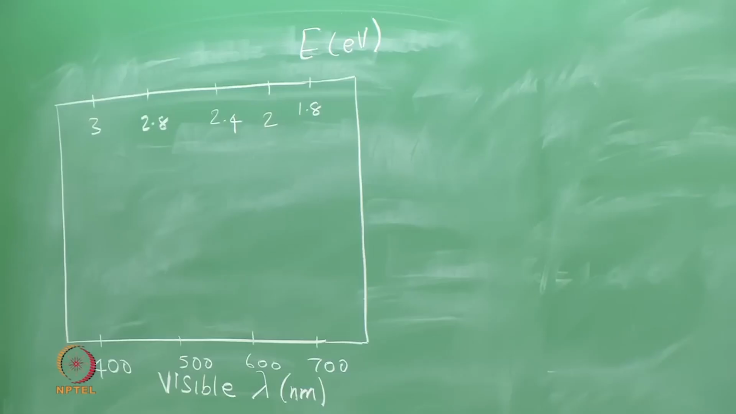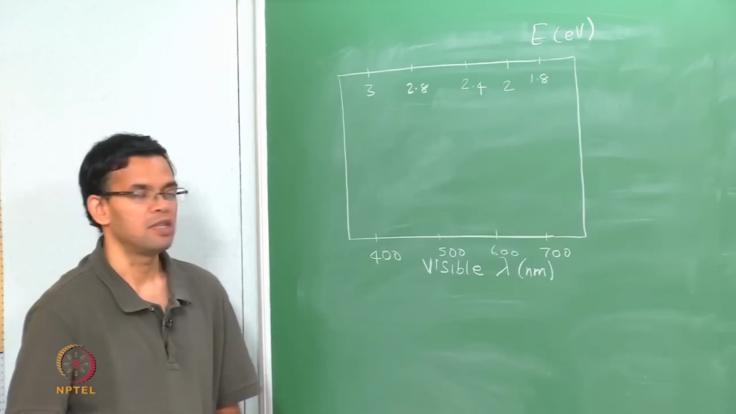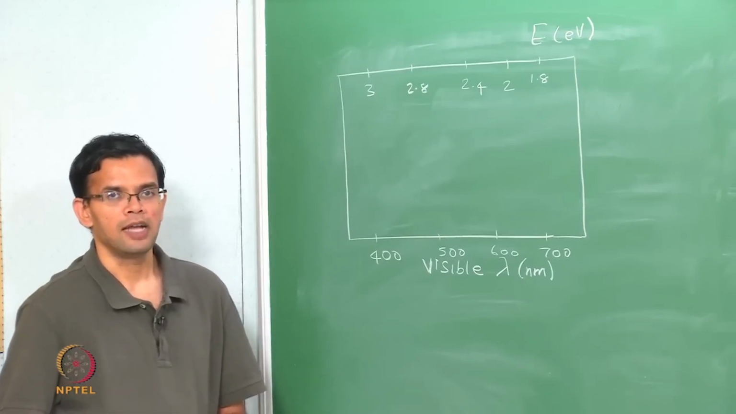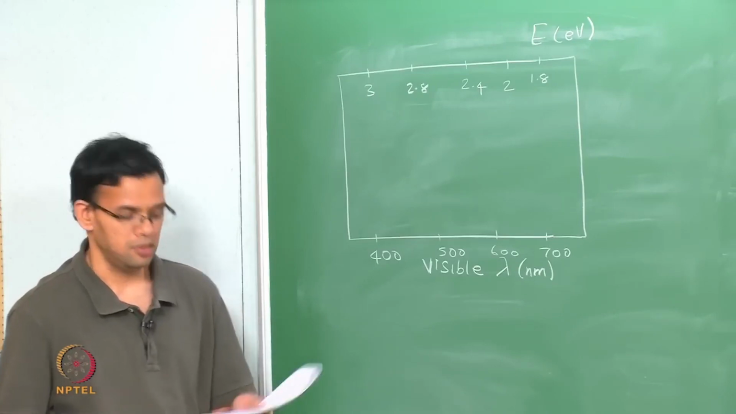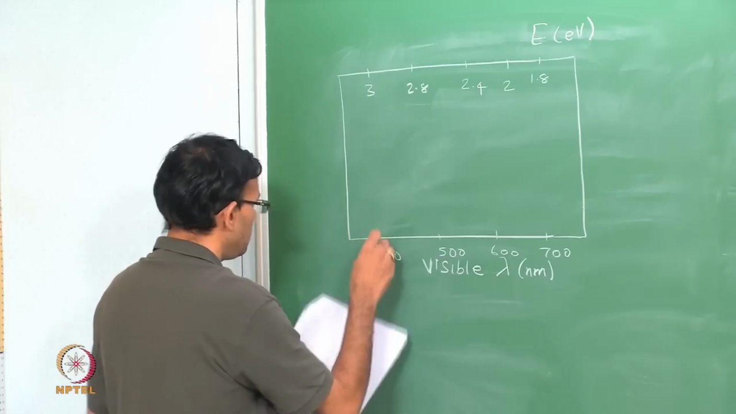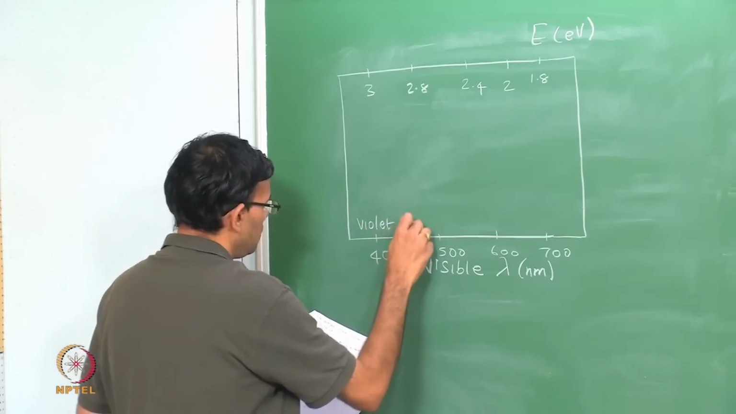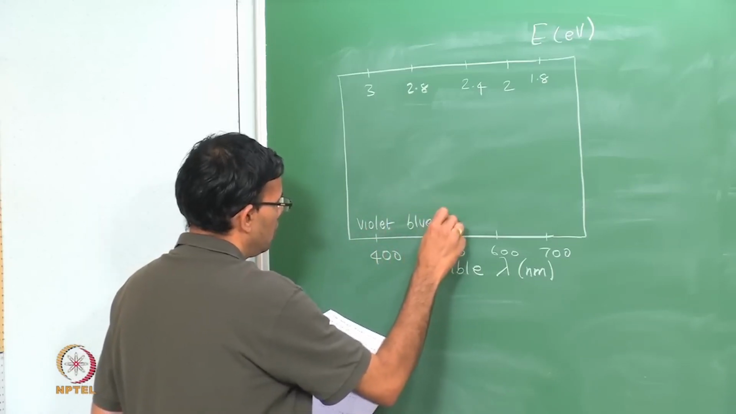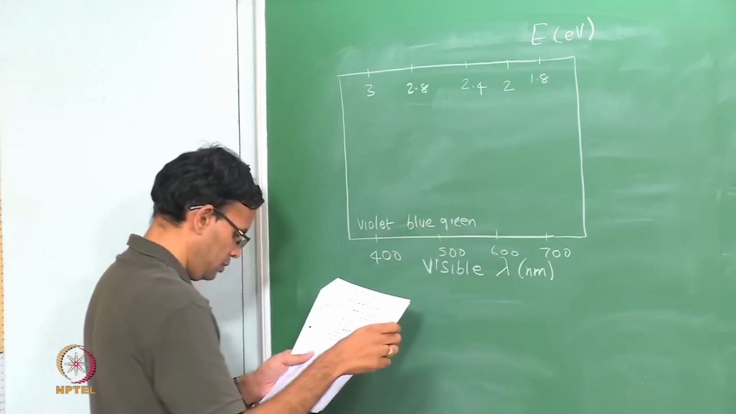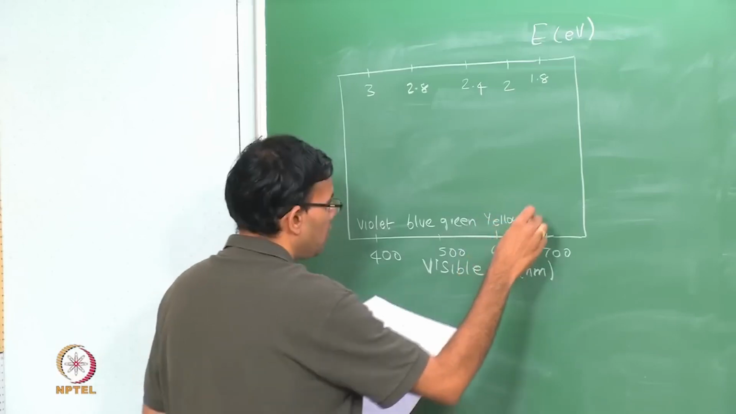So depending upon which region in the spectrum you want, you choose the corresponding LED material. We already saw that gallium arsenide, with a band gap of 1.4, gives you light in the IR region. So if I just were to mark this: violet, blue, green, yellow, and then red.